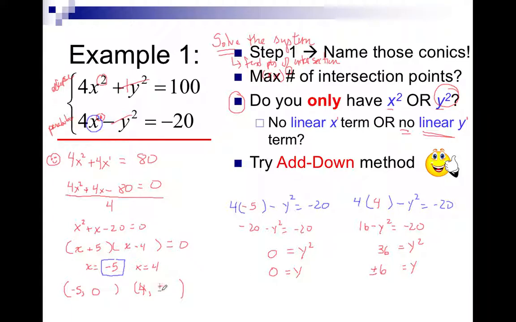So how many points of intersection do I have between this parabola and this ellipse? How many points of intersection are there? 1, 2, and 3. 3 points of intersection. Good?